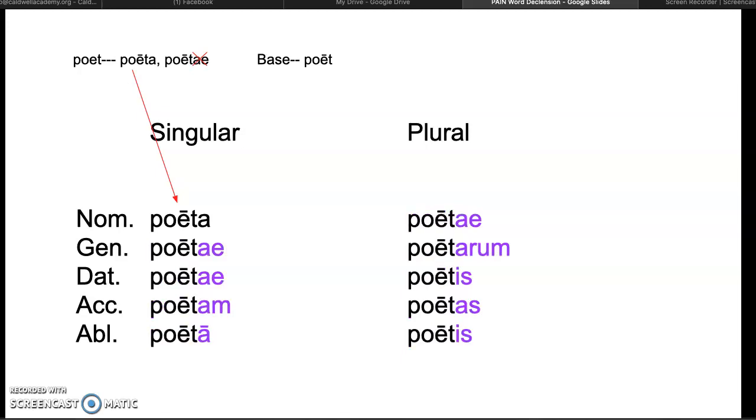A, ae, ae, am, a, ae, arum, is, as, is. And that, folks, is how we decline a first declension pain word exception.